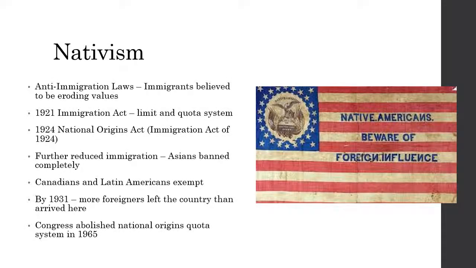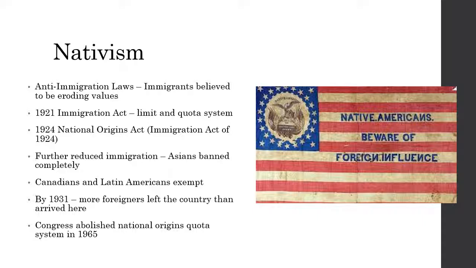Another part of this return to normalcy or return to isolationism was nativism and a fear of immigration. It goes along with the rise of the KKK. This fear led to a wave of anti-immigration laws, some of the most restrictive anti-immigration laws we've had in this country. The first of these laws was the 1921 Immigration Act, which basically ended open immigration into the United States.